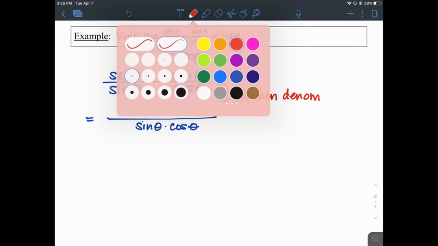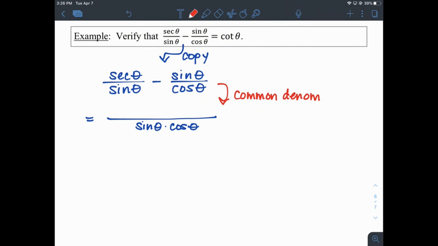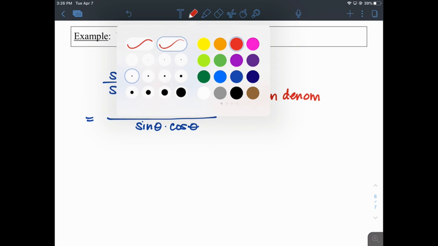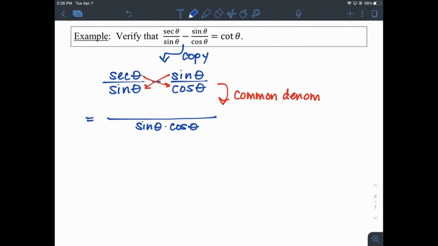When all you do is multiply the denominators together to get that common denominator, the shortcut is you're basically cross-multiplying to get the numerator. So the secant in the numerator of the first one gets multiplied by cosine, which is the second denominator. And then this has a minus in between. And then the sine of theta in the second numerator gets multiplied by the sine of theta in the first denominator, and you get a sine squared.